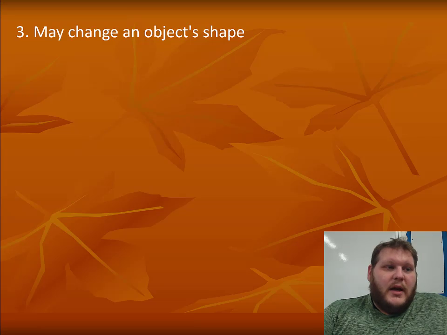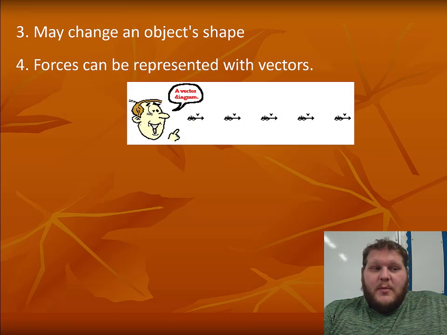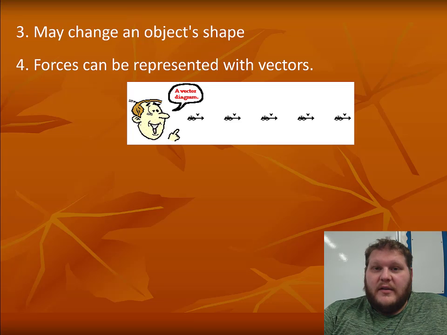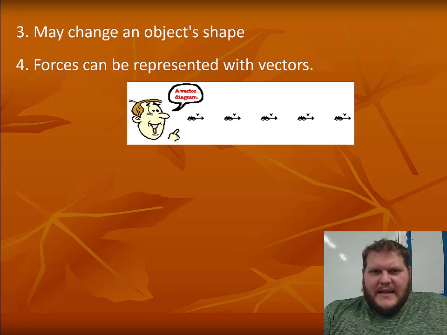All right. Force may sometimes change an object's shape, and just like with velocity, forces are represented with vectors. So it is a vector quantity. It has both direction and magnitude. And we will look at some vector diagrams, which we call free body diagrams, for forces, just looking at how all the different forces acting on an object interact with each other to find the net force. But that's going to be in day two.